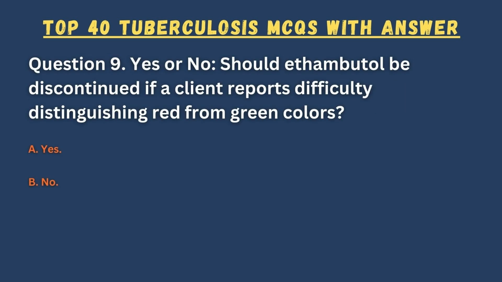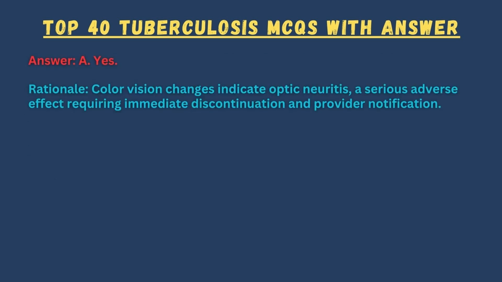Question 9. Yes or no? Should ethambutol be discontinued if a client reports difficulty distinguishing red from green colors? A. Yes. B. No. Answer: A. Yes. Rationale: color vision changes indicate optic neuritis, a serious adverse effect requiring immediate discontinuation and provider notification.